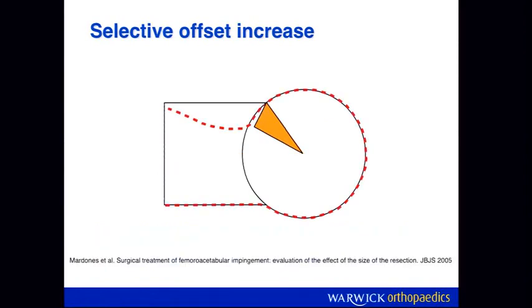And if we did that, we'd end up making this sort of resection. So we start off with a pretty normal head-neck junction with a 55-degree alpha angle, and then we remove a big chunk of it.